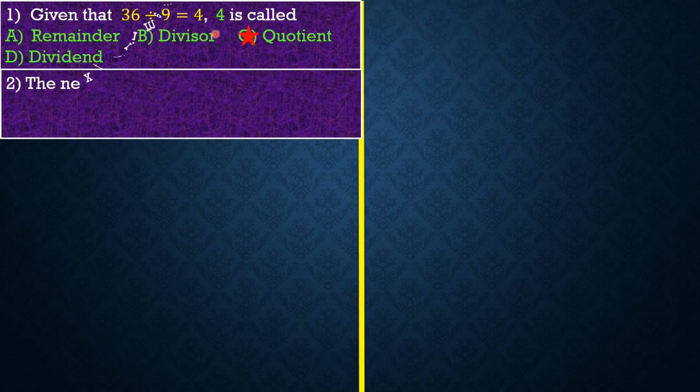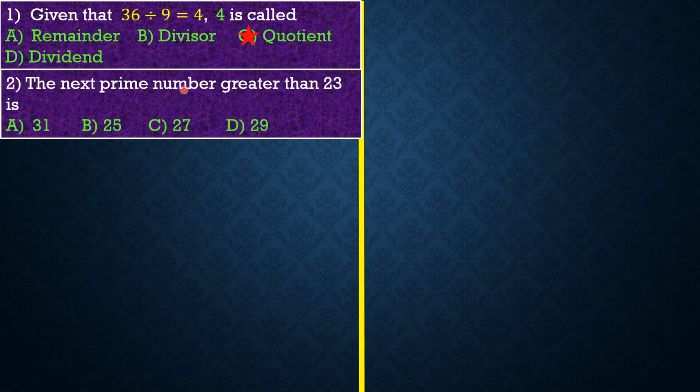Great. Okay, so question 2, as you can see, reads: the next prime number greater than 23 is, and these are the various options. So let's analyze the various options one after the other. We have A, 31, B, 35, C, 25.